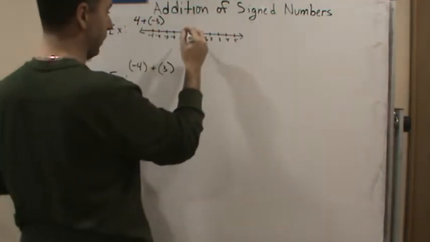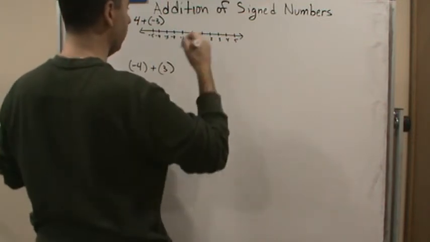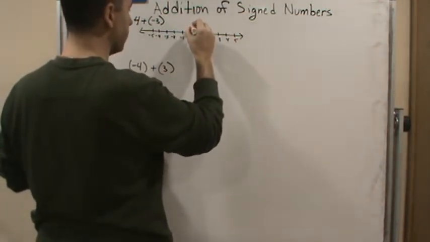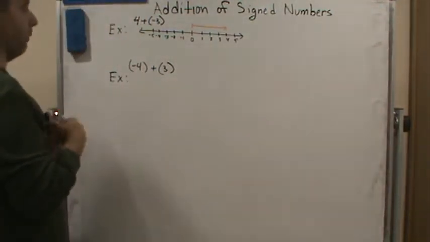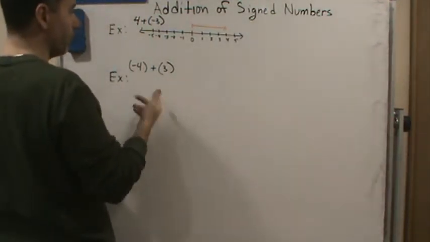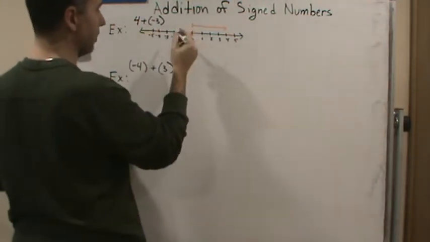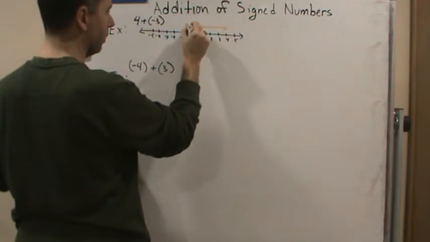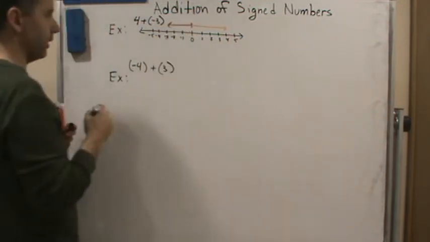Well, let's say I have $4, so I have an arrow that goes to the right that's 4 units long. Now, I want to add negative $3. Well, what does that mean? That means I have an arrow going to the left, right?